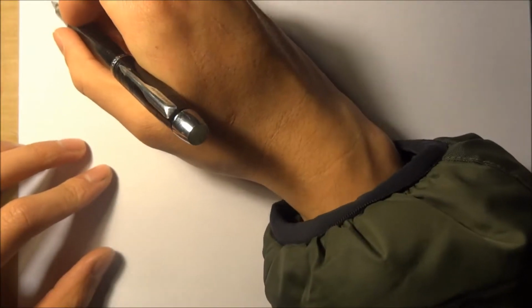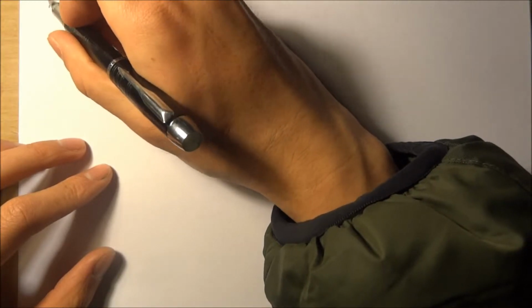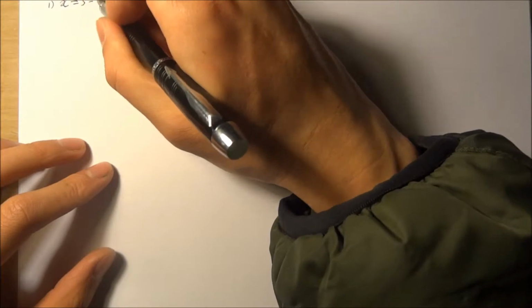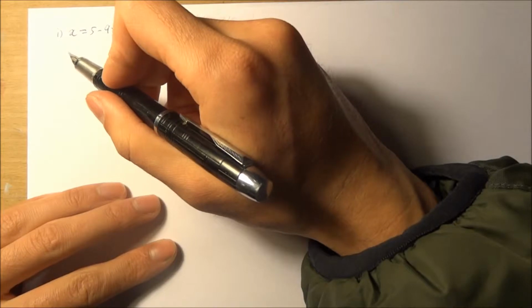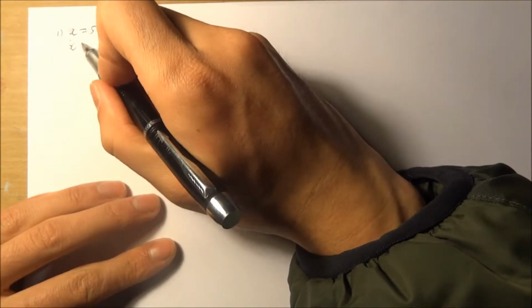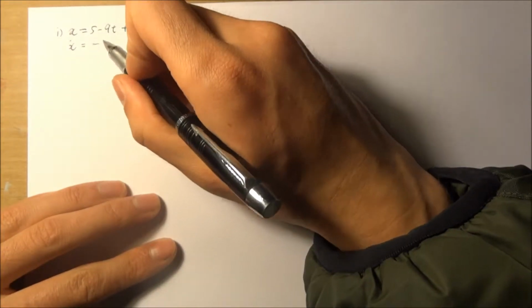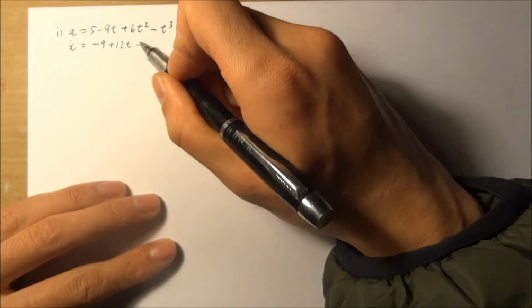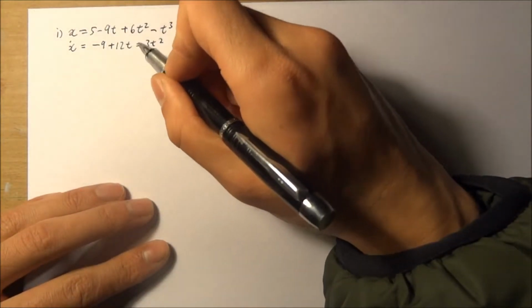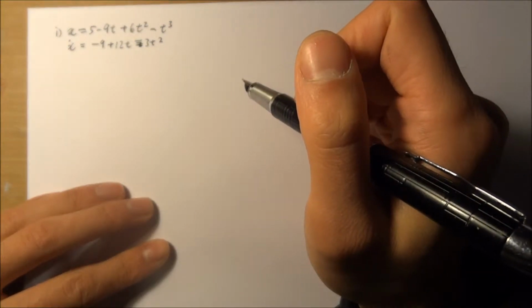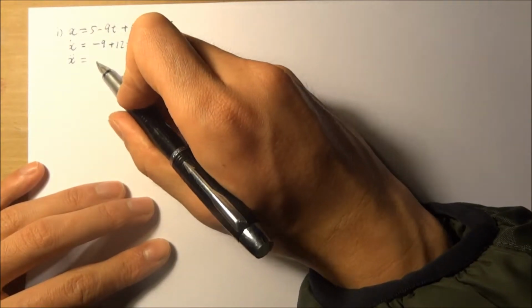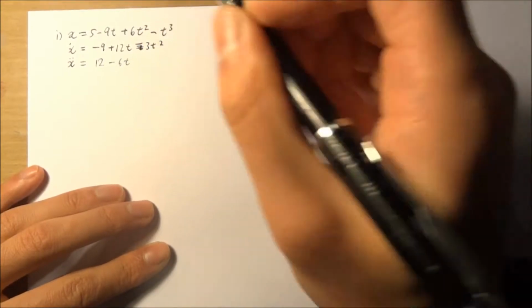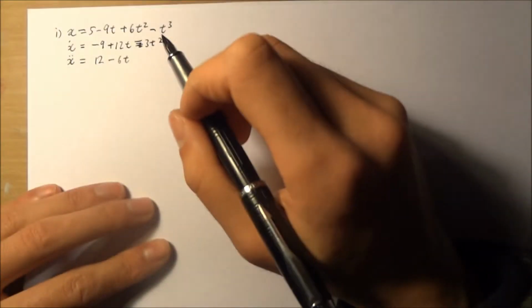Now we have an equation for the position x, which is x equals 5 minus 9t plus 6t squared minus t cubed. To find the velocity, we differentiate it once, which gives minus 9 plus 12t minus 3t squared. And then to find acceleration, we differentiate a second time, which gives us 12 minus 6t. So that's the complete set of equations of motion.